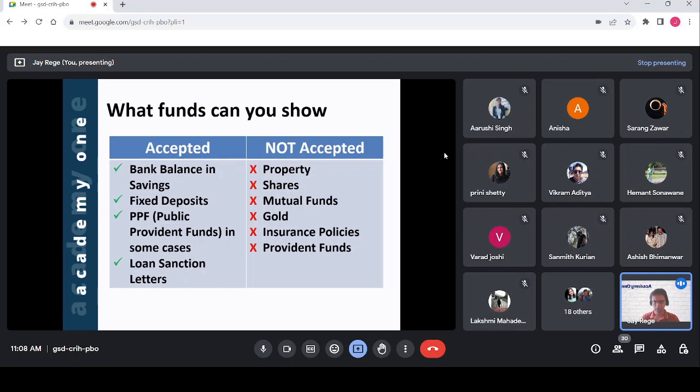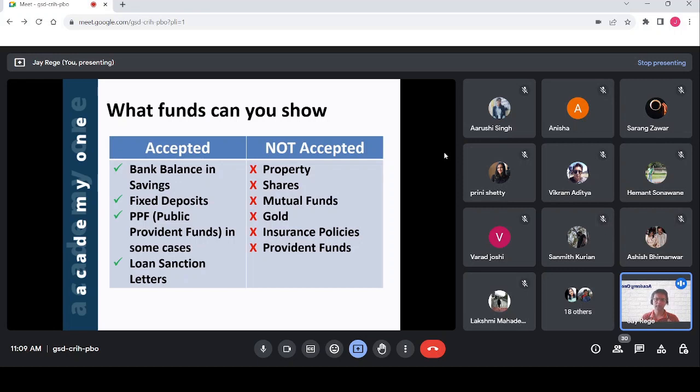There are very few universities that may not accept a loan sanction letter, but most universities would accept loan sanction letters. What is definitely not accepted is property valuations, shares or mutual funds. Very few universities might accept shares or mutual funds, but then they would only consider, say, 50% or 60% of the value of your shares or mutual funds. You cannot show gold or insurance policies, and most universities do not accept provident fund also.